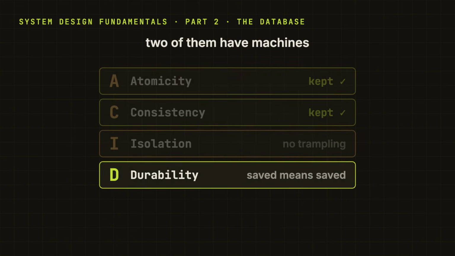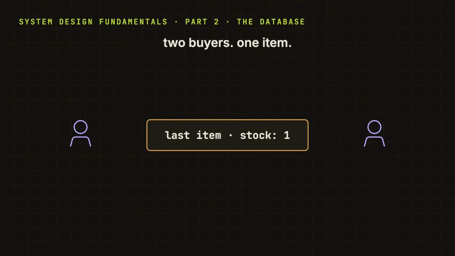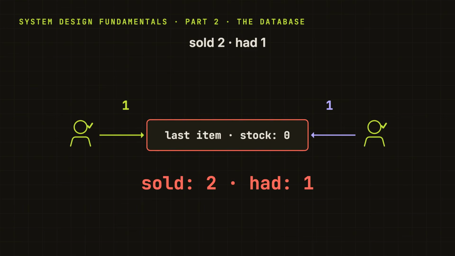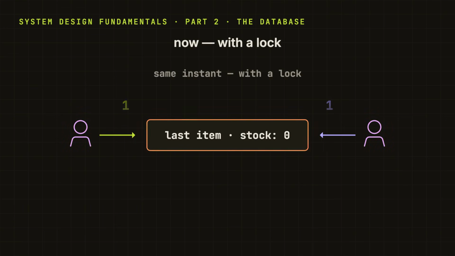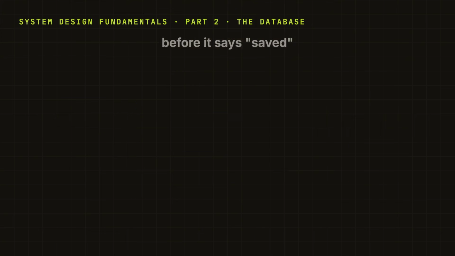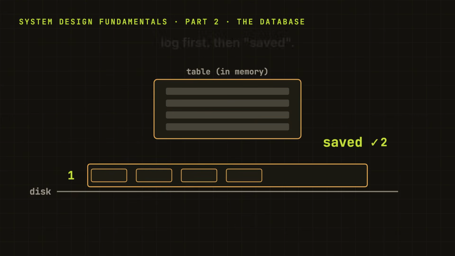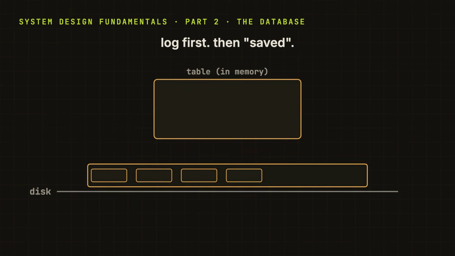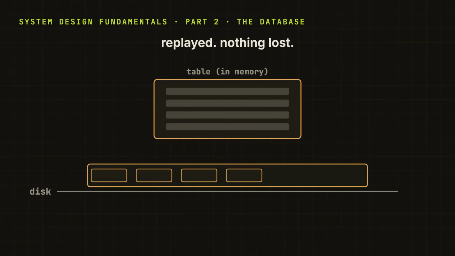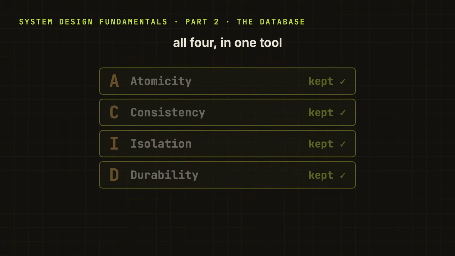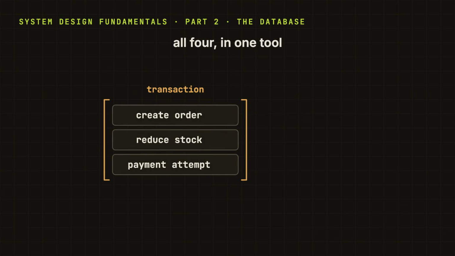And those last two have real mechanisms behind them. For isolation, imagine two people buying the last item at the same instant. Without isolation, both read stock 1, both sell it, and you have sold something you do not have. So, the database makes one of them wait, usually by locking that row, until the first one finishes. And for durability, before the database says saved, it first writes the change into an append-only log on disk. So, if the power goes off, it reads that log when it comes back and replays anything that was not fully written. And the tool that gives you all of this is a transaction, a bundle of changes that the database treats as one single all-or-nothing unit.